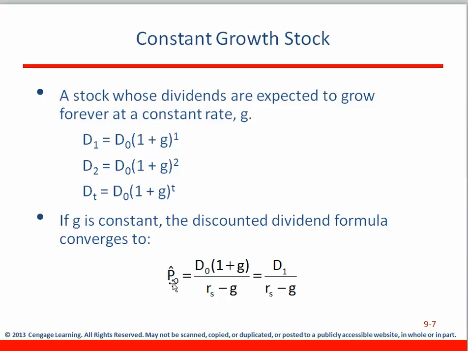Okay, so to use this model, several things have to happen. A, the company has to pay dividends. B, they have to be growing at a constant rate. And then we can calculate the stock price.